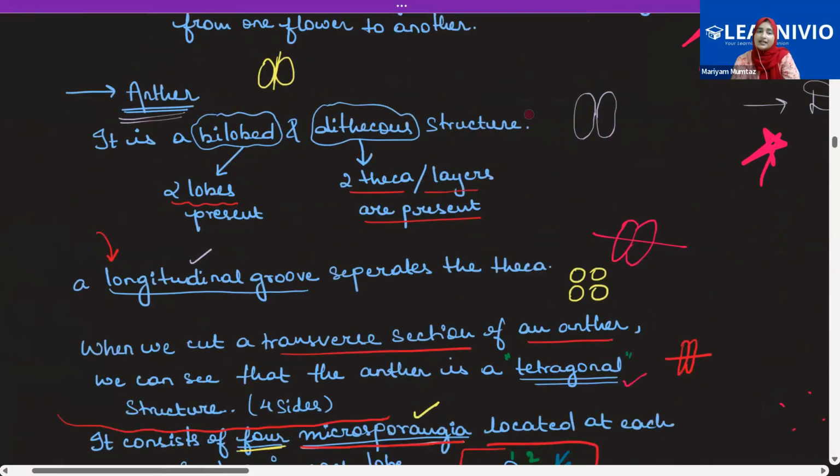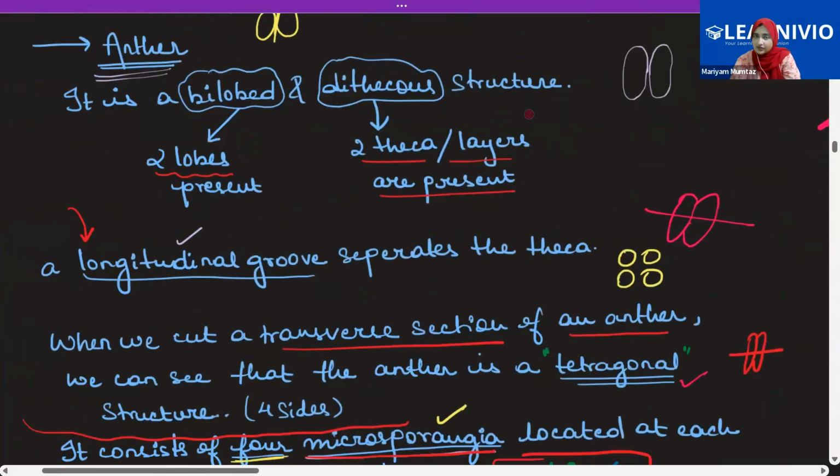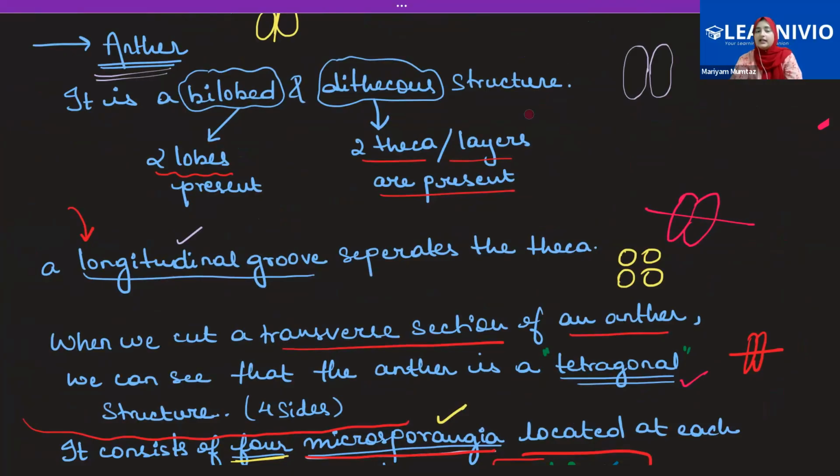Now talking about the anther, it is a bilobed structure and it is dithecous. Dithecous means that it is made up of two theca or layers. Then a longitudinal groove separates the theca, meaning right in the middle it gets divided into two parts because of the presence of the longitudinal groove.